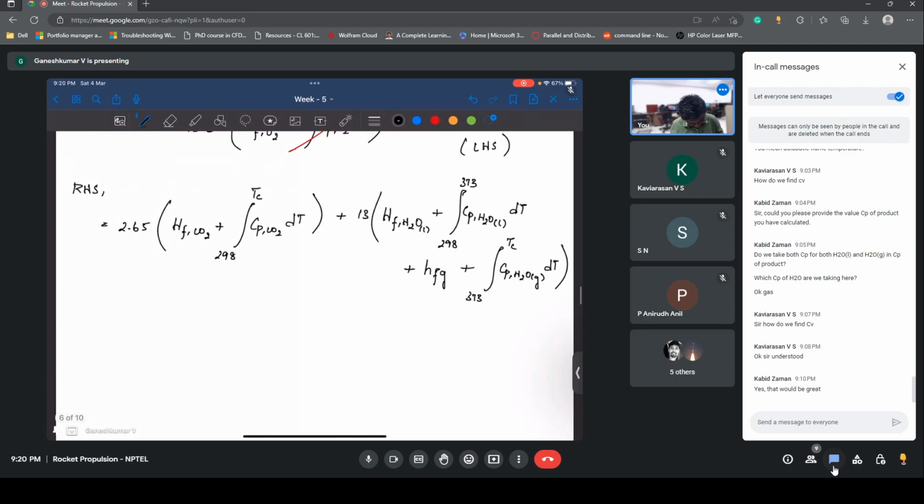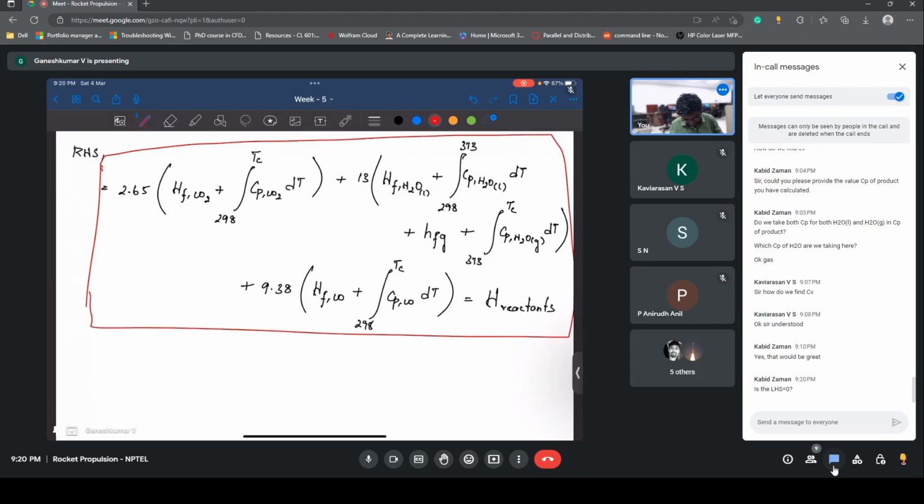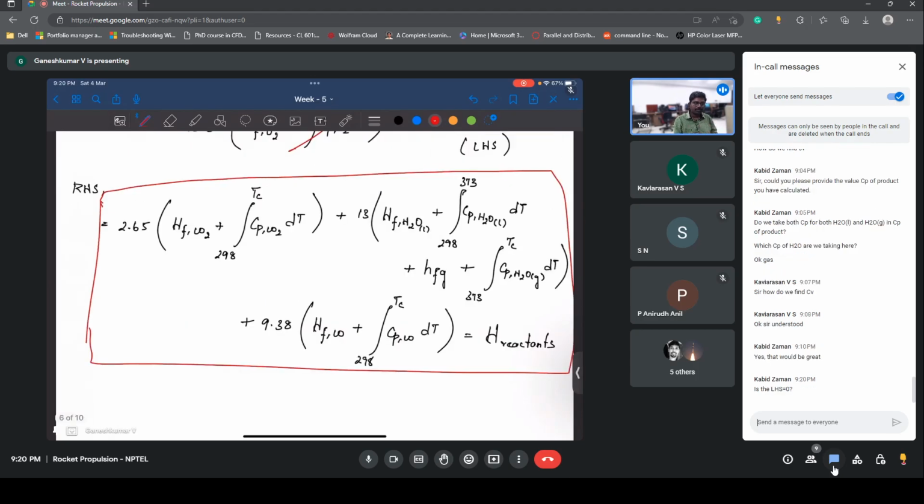Okay, then plus I think some 9.38 or something HF of CO plus integral of 298 to Tc Cp of CO into dT, and this will be equal to whatever the H of reactants we have. And you solve this equation, you will directly get the adiabatic flame temperature. You no need to calculate heat of combustion, and you no need to assume LHS is zero.